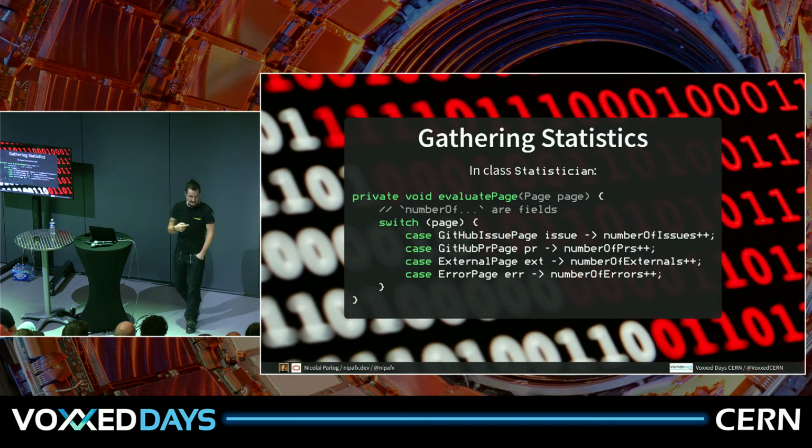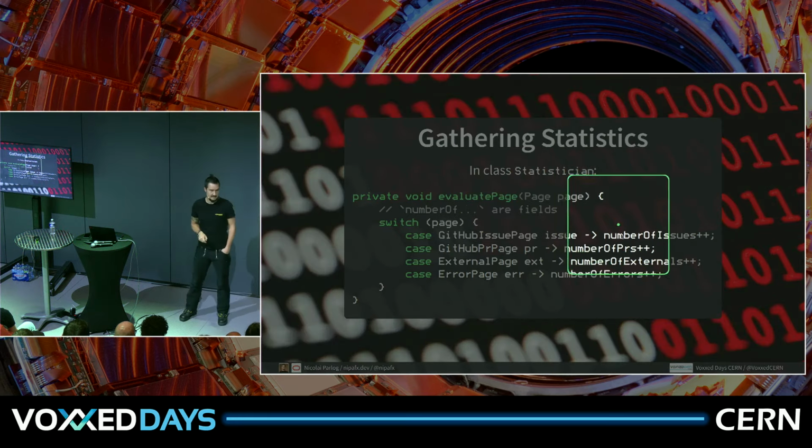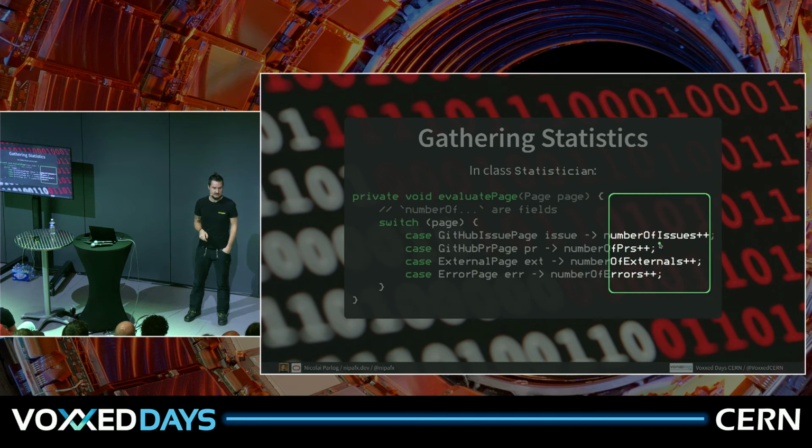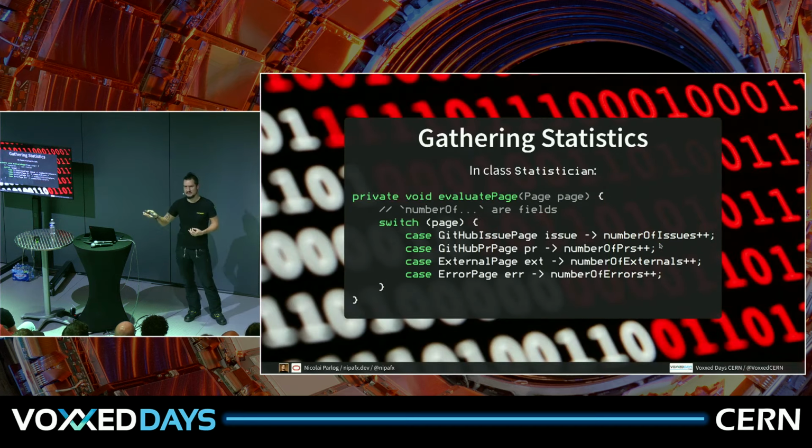Okay, and the way we do this now is we say, in case it's an issue page, then increase the number of issues. We just want to count how many issues we have, how many pull requests we have. That's what the statistician does. These are all fields, and depending on the type that we have, we increase the correct field there. Okay, so far so good.